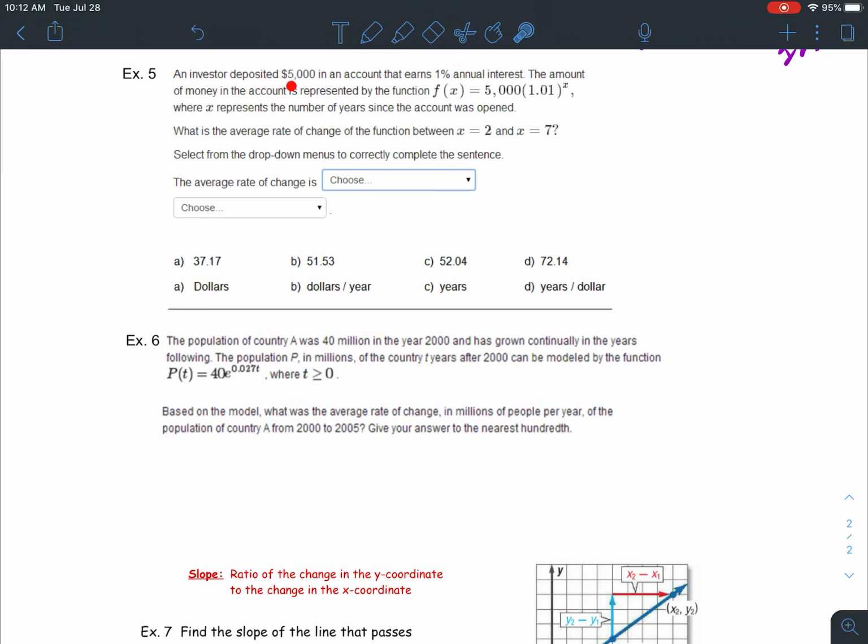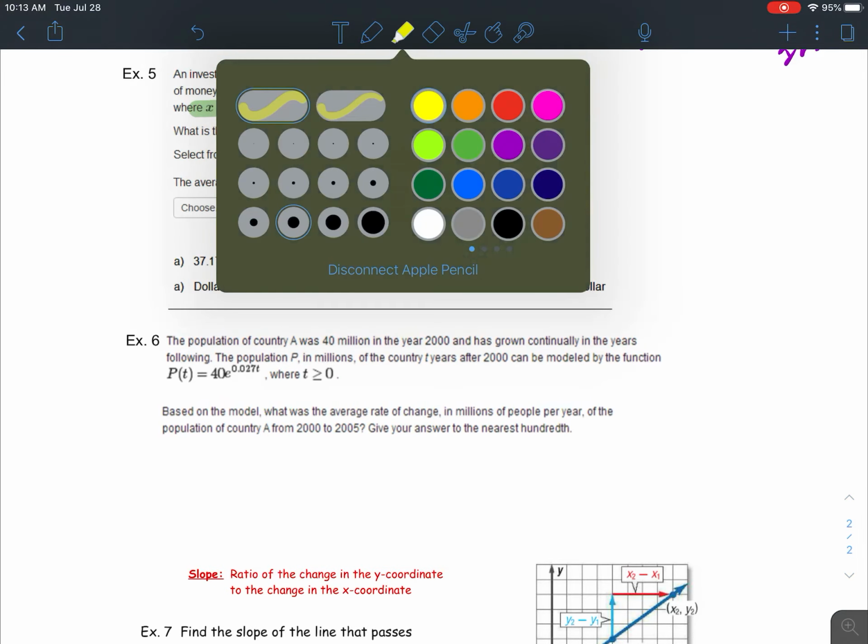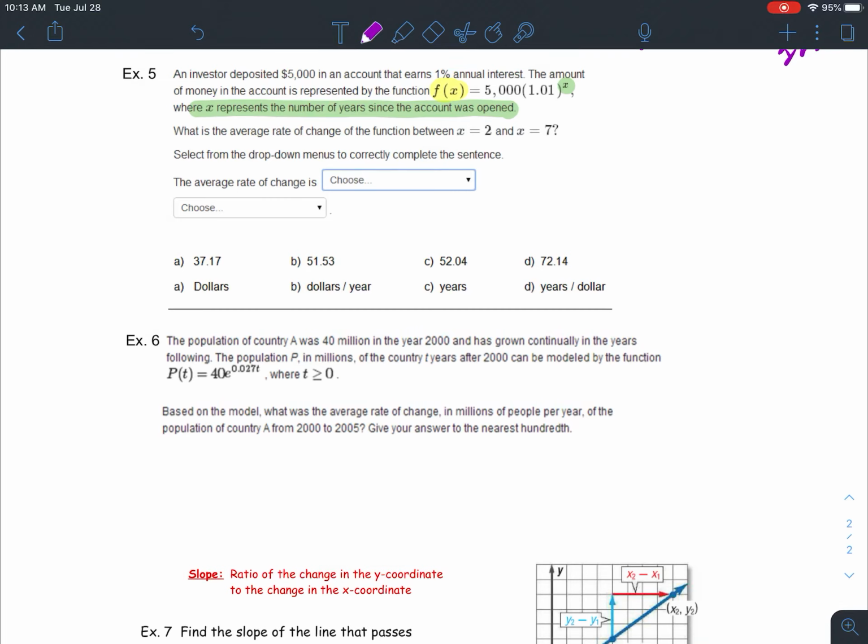It says, an investor deposited $5,000 in an account. It earns 1% annual interest. The amount of money in the account is represented by this function. So here's our function. What's important to keep in mind is, what does the x in this equation represent? And they tell you right here, where x represents the number of years since the account was open. And I will tell you the y is representing the amount in the account.